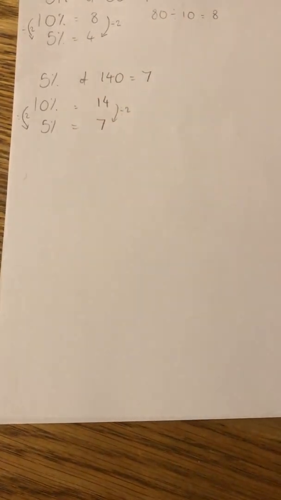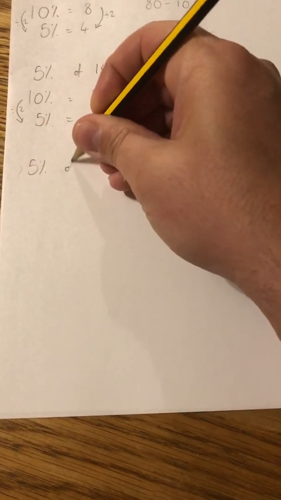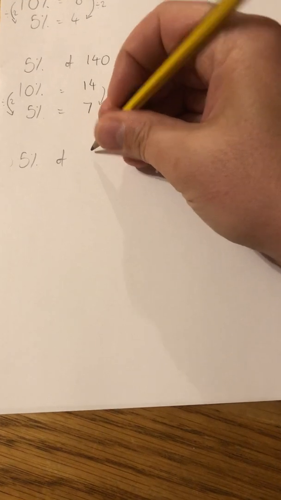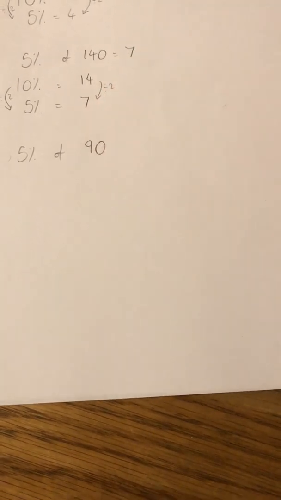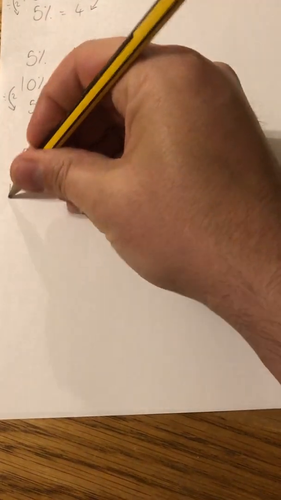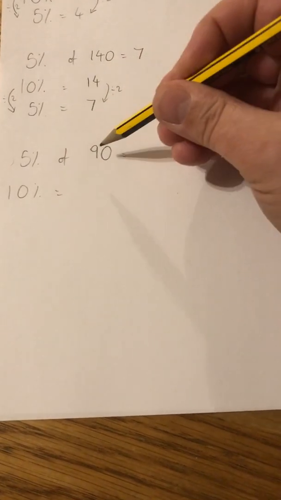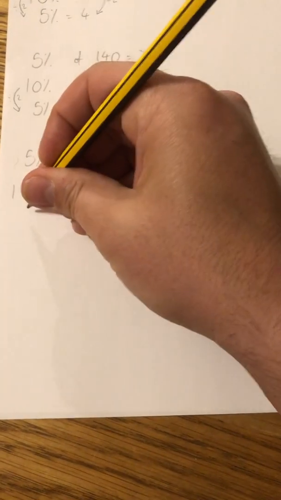We'll do one more and then we'll move on. If we did 5% of, what could we have? Let's go 90. So now 10%. I'm going to divide 90 by 10. 90 divided by 10 is 9.